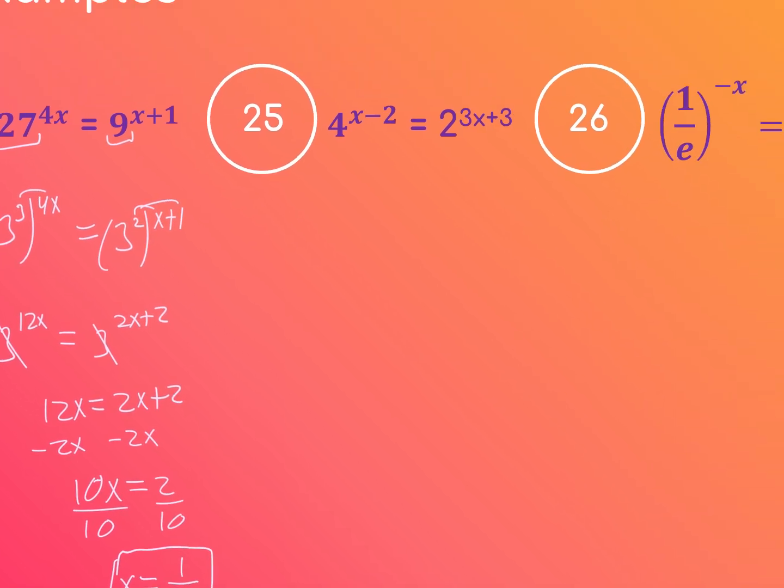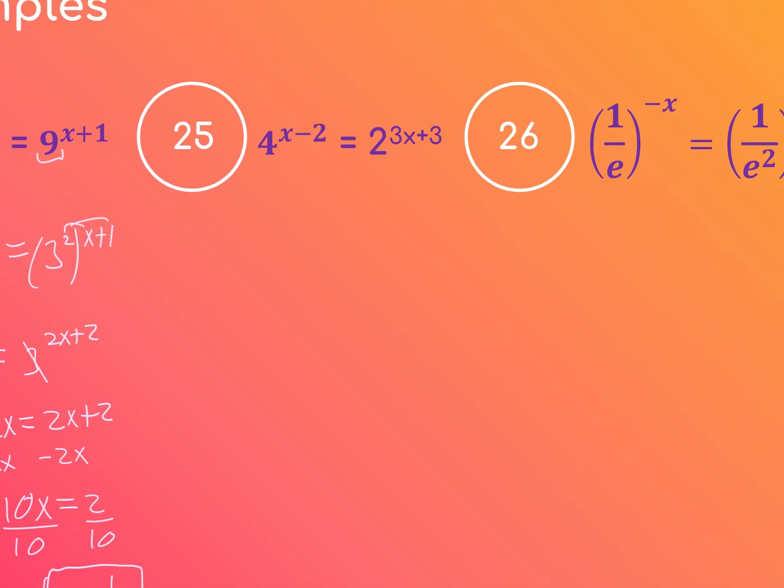All right. And then same thing with this next one. Just rewrite to get the same base. 4 can be written to have a base of 2. So 4, I'm going to rewrite that as 2 to the power of 2. And this is all to the power of x minus 2. And this is going to equal 2 to the 3x plus 3.